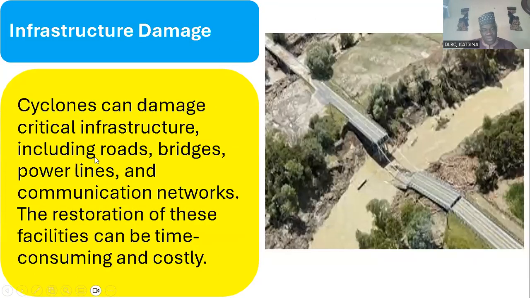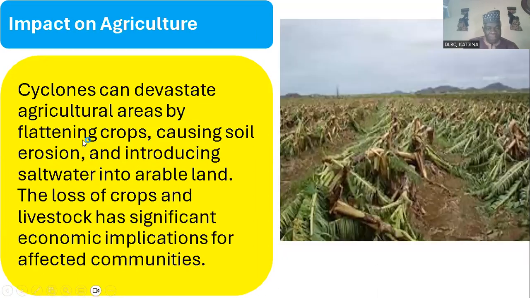Then we have infrastructure damage: destruction to roads, bridges, power lines, communication networks, and so on. Getting these facilities back takes a lot of money, and it's time consuming. Then the impact on agriculture: destruction of agricultural land, flattening crops, causing soil erosion, and introducing salt water into arable land. So the loss of crops and livestock has significant economic implications for affected communities.